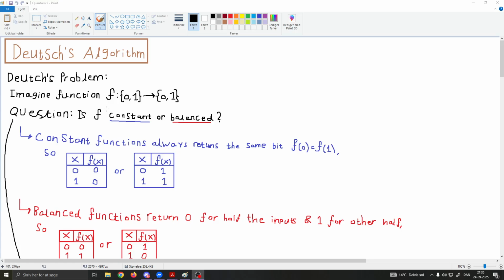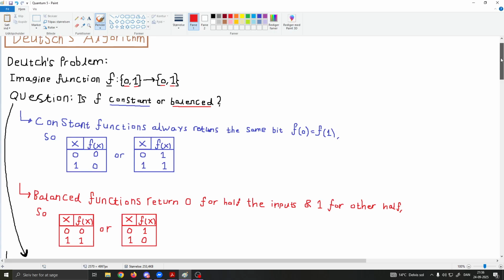Deutsch's problem says that if we imagine that we have a function f which takes some binary input, either 0 or 1, and then outputs a binary output, either 0 or 1. Now, this function is a sort of black box to us. We just know that it either is a constant function or a balanced function. What does it mean that the function is constant or balanced? Well, the function being constant means that it always returns the same output even for different inputs.